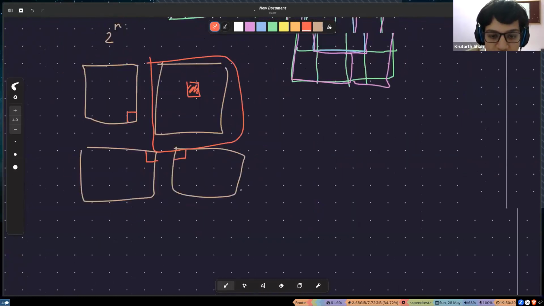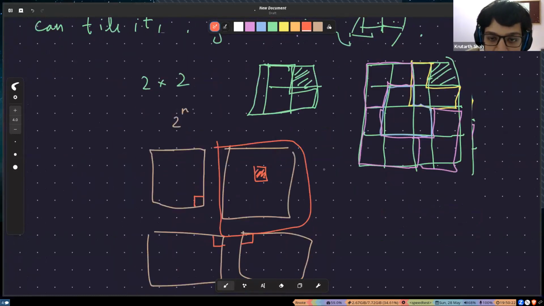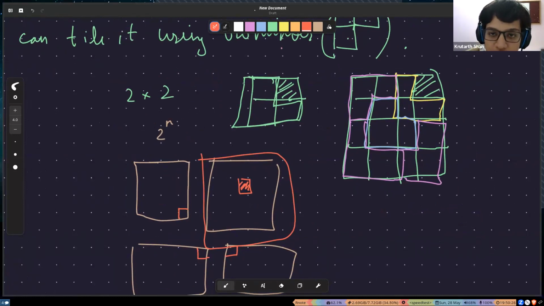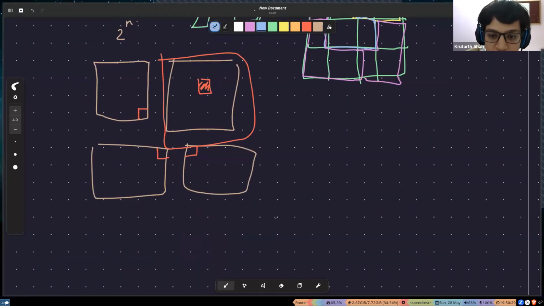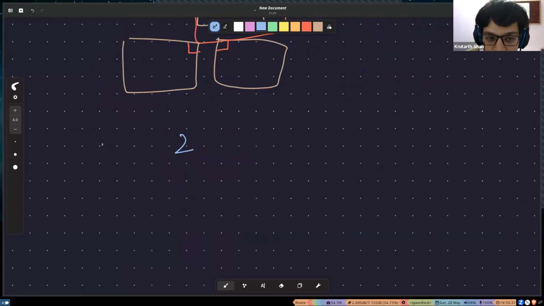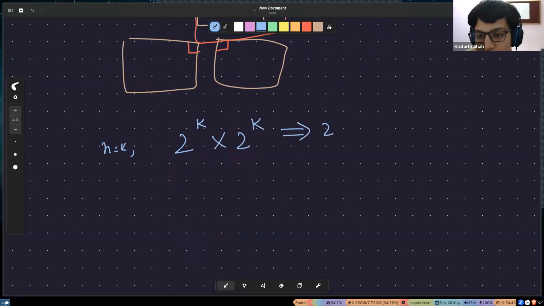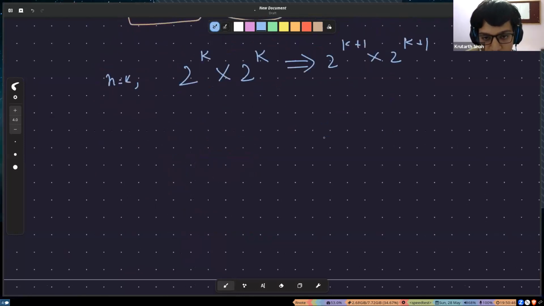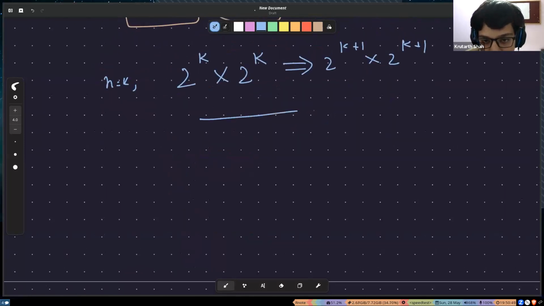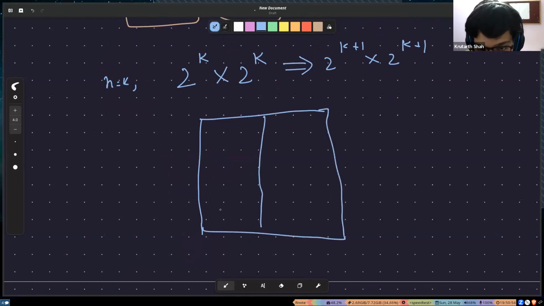Exactly. So once again, we use induction, and the base case of 2 times 2 is pretty easy by symmetry. What we'll show is that if it is true for n equals k, so for 2 to the power of k times 2 to the power of k, then we will show it for 2 to the power of k plus 1 times 2 to the power of k plus 1. So I'll take the 2 to the power of k plus 1 grid and split it into 4 parts, each of size 2 to the power of k times 2 to the power of k.